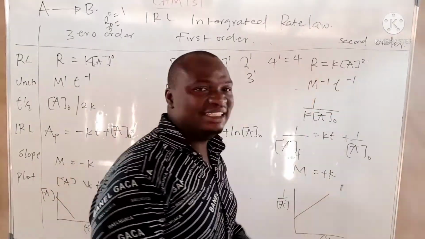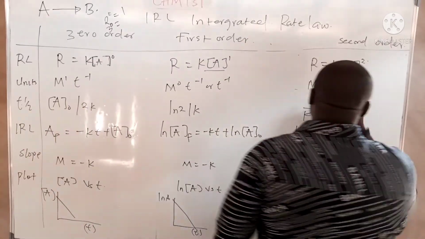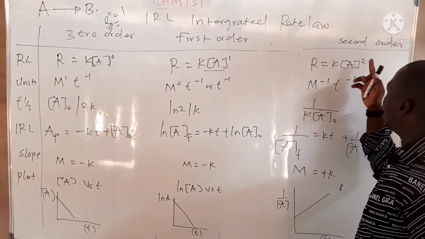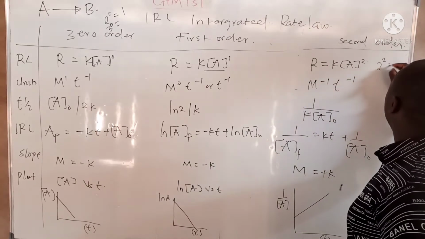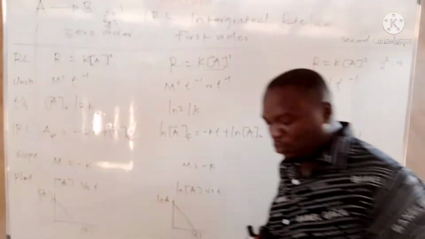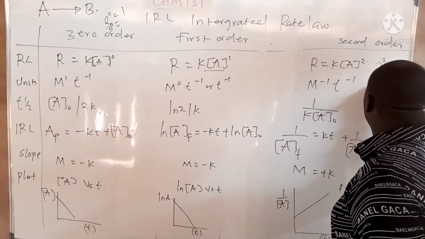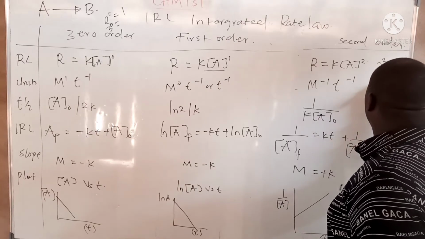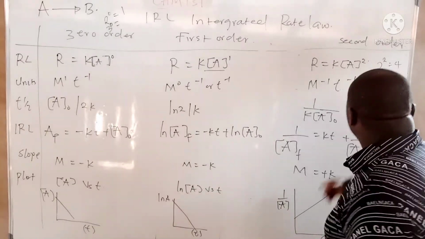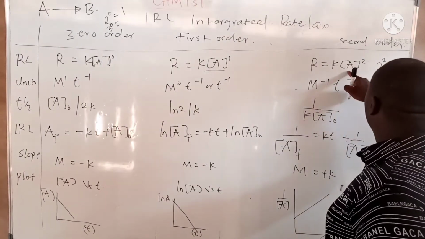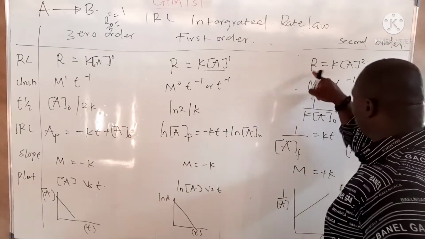What will happen in second order? If I increase the concentration of second order by 2, what will happen to the rate? 2 raised to the power of 2 will give you 4. The rate will increase by a factor of 4. If I increase the concentration by 3, 3 raised to the power of 2 will give you 9. The rate will increase to what? 9. If I increase the concentration of second order by 6, 6 raised to the power of 2 will give you 36. That is what is going to happen to the rate.